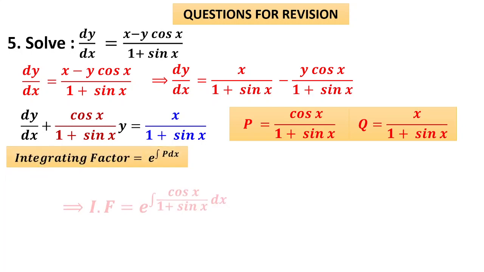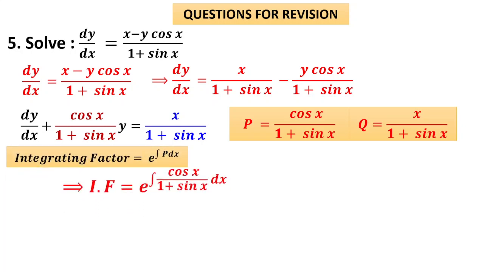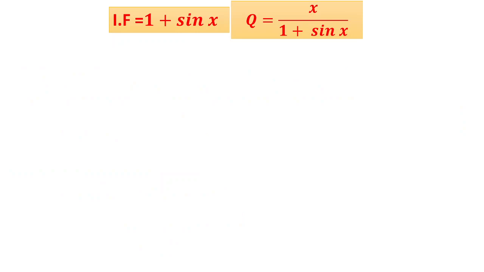Therefore, the integrating factor is e power integral P dx, that is e power integral cos x by 1 plus sin x dx. Now the numerator contains the differentiation of the denominator, so it is log of the denominator, log of 1 plus sin x. Therefore, 1 plus sin x is the integrating factor. Now we have obtained the integrating factor and we have the value of Q.